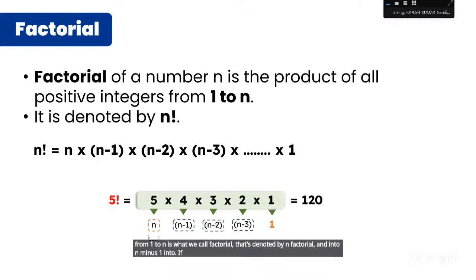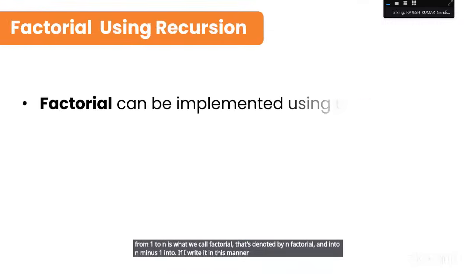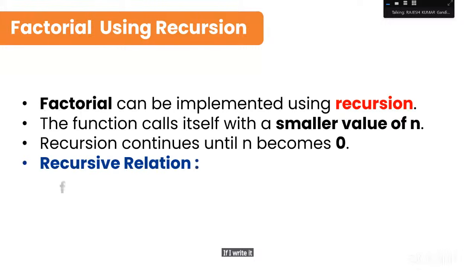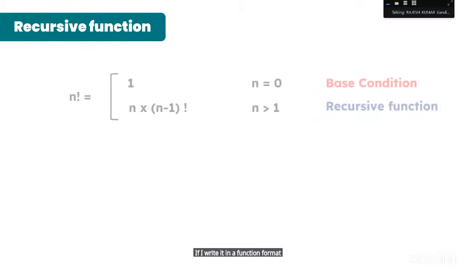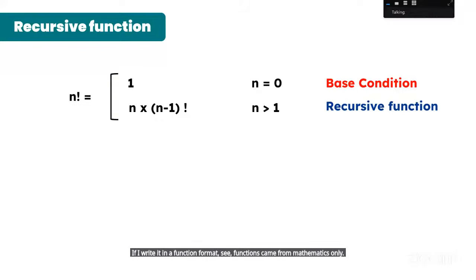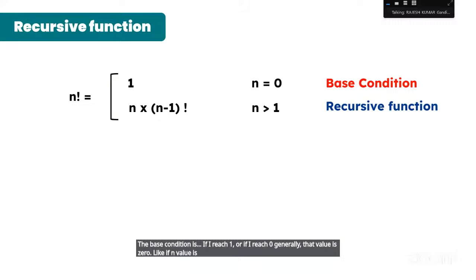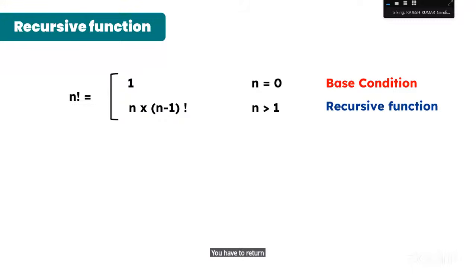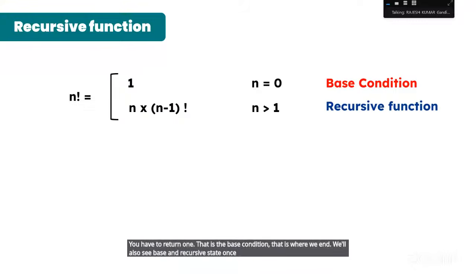If I write it in a function format, see, functions came from mathematics only. The base condition is if I reach 1, or generally if I reach 0, that value is 1. If the n value is 0, you have to return 1. That is the base condition. That is where we end. We'll also see base and recursive state once we complete this one. Coming to the recursive function, if the n value is not equal to 0, then n into n minus 1 factorial.